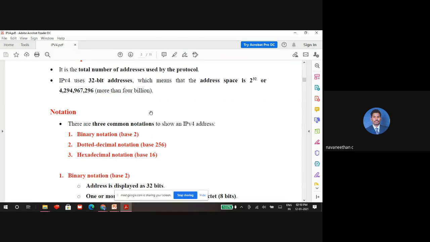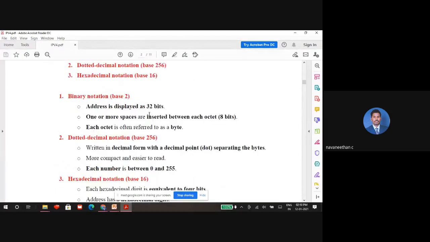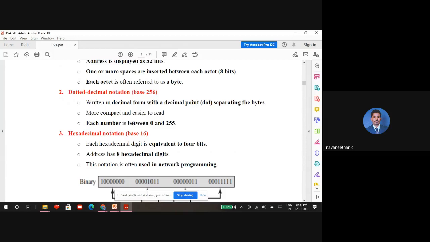Initially, for binary notation, the base is 2. Here the address is displayed as a 32-bit address. One or more spaces have to be inserted for each and every octet. Octet means 8 bits, and each octet is referred to as a byte. Then dotted decimal, where the base is 256, is represented with decimal points separated by a dot. Each number varies from 0 to 255.